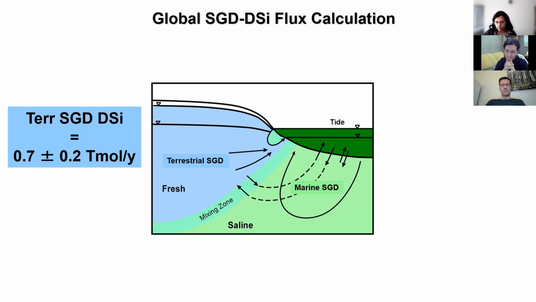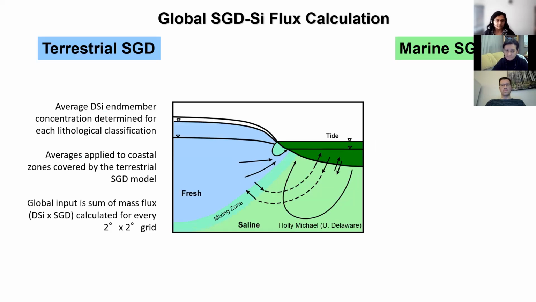This is similar to what Frings et al. got in his 2016 paper. However, I would argue that this is more conceptually sound because we're actually using coastal aquifers, plus we've constrained the error as well. Whereas in the previous paper, it was 0.7 plus or minus 0.7. Okay, so that's how we did the terrestrial SGD calculation.